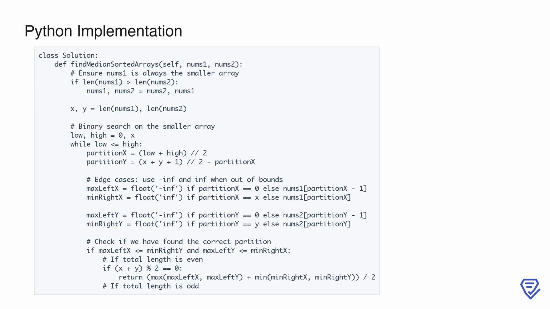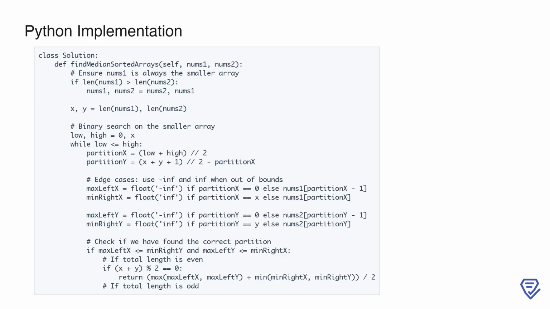Next, we calculate the lengths of nums1 and nums2 and store them in variables x and y, respectively. Following this, we initialize two pointers, low and high, which represent the search space for the binary search on nums1. The main logic of the function is implemented within a while loop that runs as long as low is less than or equal to high. Inside the loop, we calculate partition x, which is the midpoint of the current search space in nums1, and partition y, which is derived based on the total length of the combined arrays. Partition y ensures that the left and right sides of the combined arrays remain balanced.